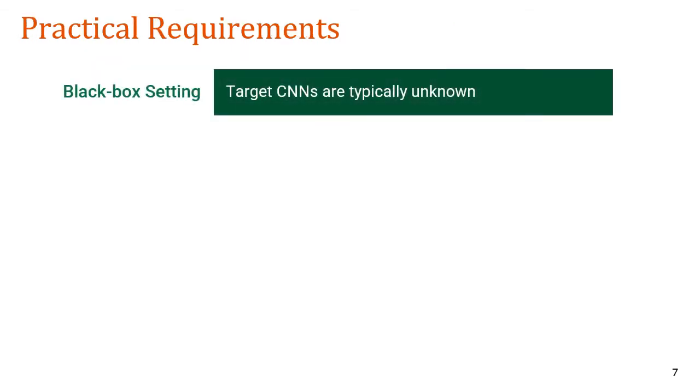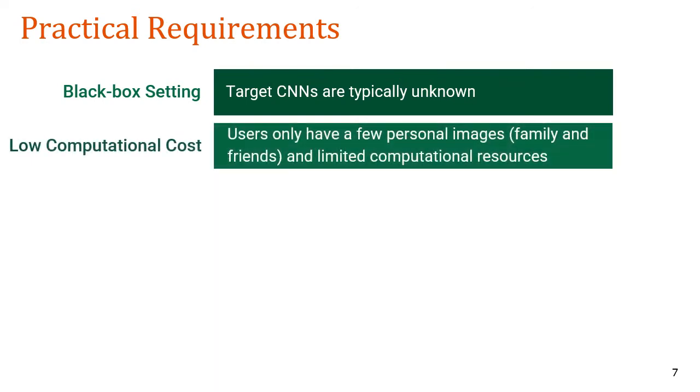The first requirement is the black box setting. It means that a user doesn't have any knowledge about the target CNNs, and users don't have a very large dataset, or they don't want to share their images with a third party for learning a CNN or a perturbation.